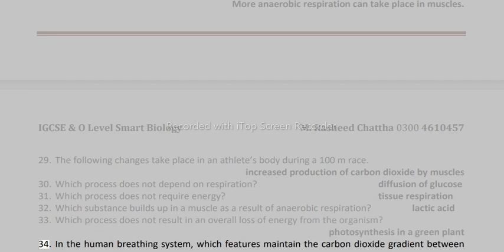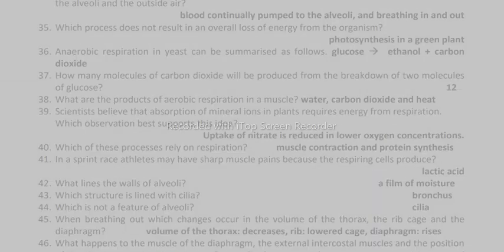34. In the human breathing system, which features maintain the carbon dioxide gradient between the alveoli and the outside air? Blood continually pumped to the alveoli, and breathing in and out. 35. Which process does not result in an overall loss of energy from the organism? Photosynthesis in a green plant.